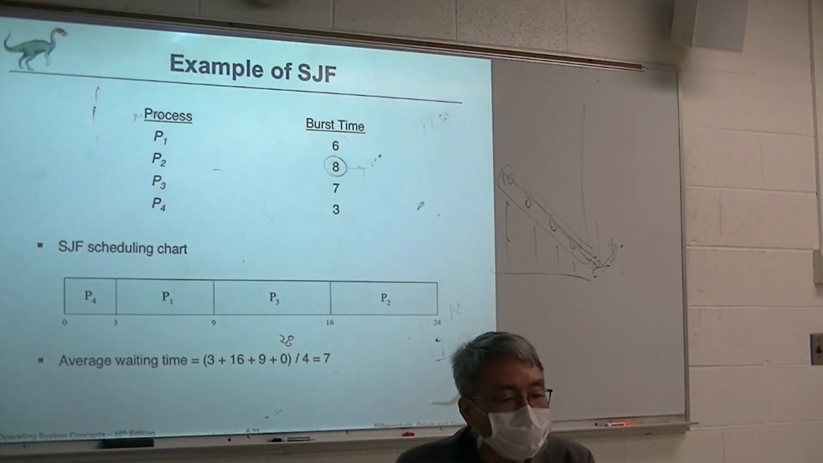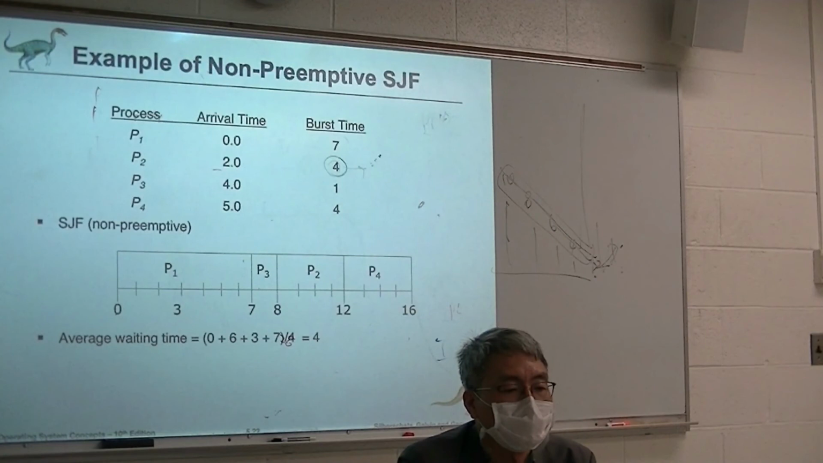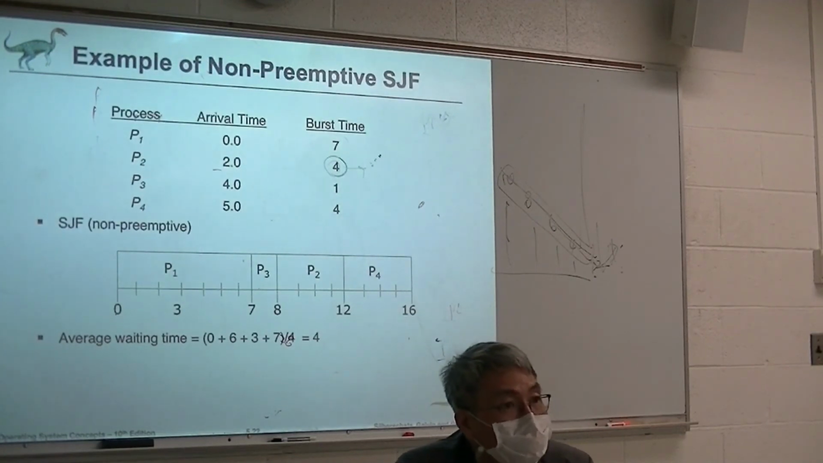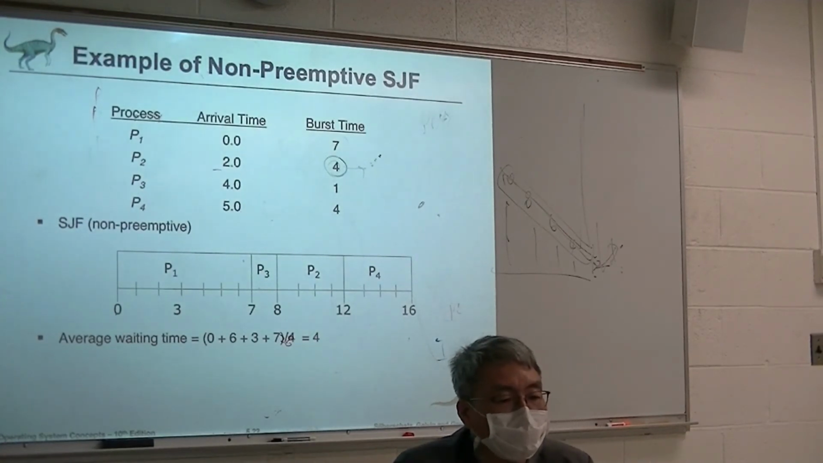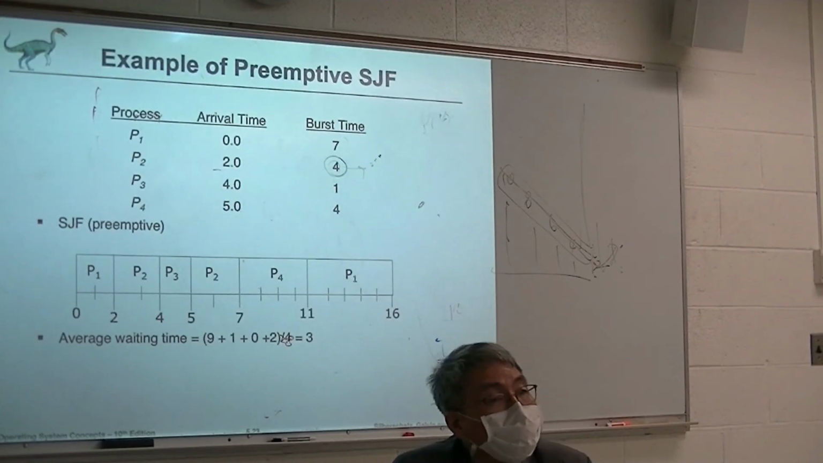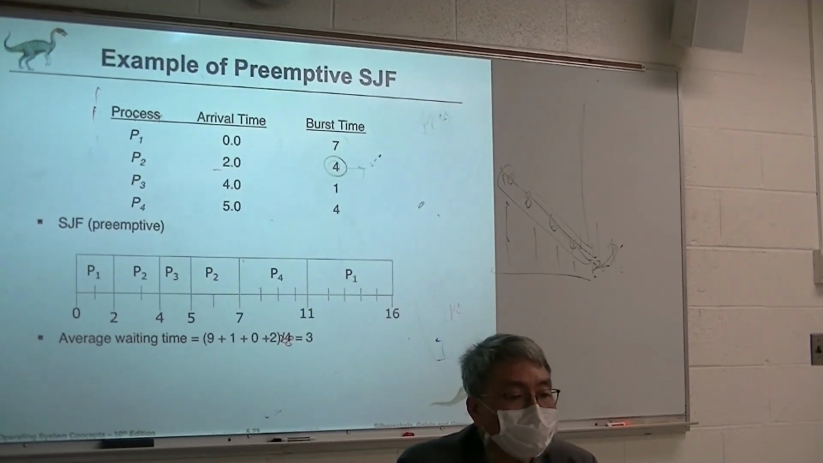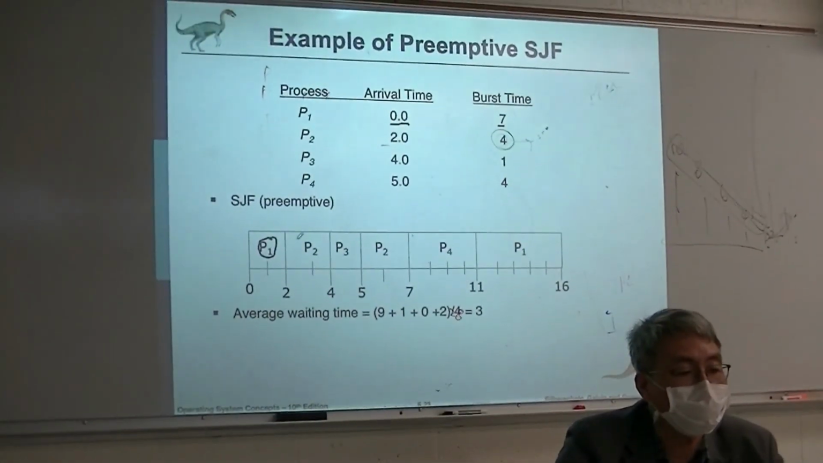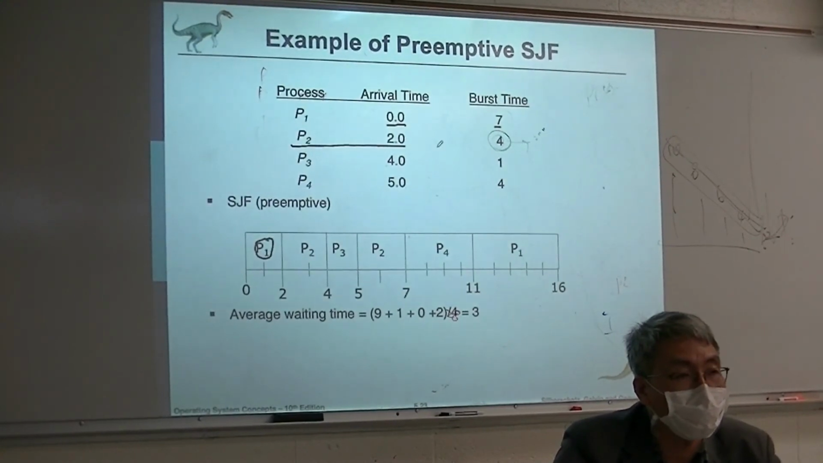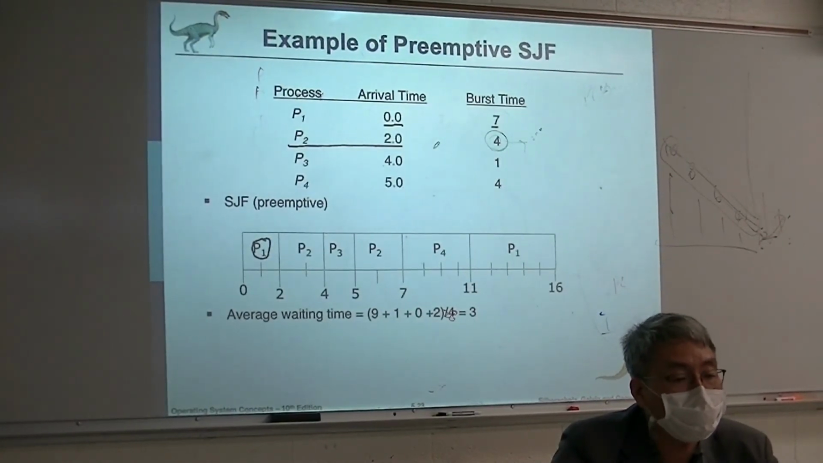The shortest job first we already did. This is a non-preemptive case. Once the process starts, it will not be preempted, so it should be terminated like that. But in the case of preemptive, at time 0, the CPU burst time is 7. So at time 0, P1 is definitely selected because the ready queue has only one process. Then there's a new arrival, the process P2.